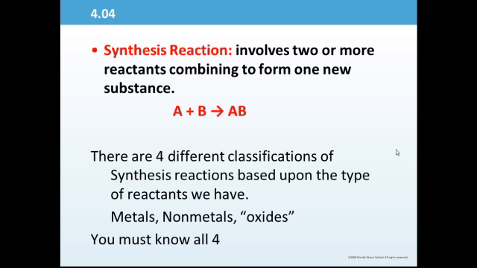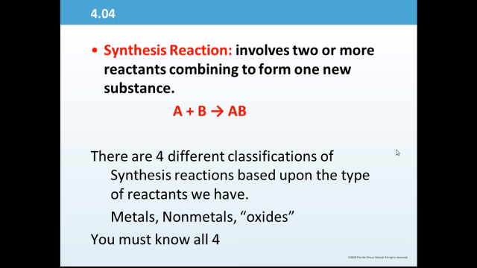Synthesis reactions involve two or more reactants combining to form one new substance. For an example, if we have A and B, they're going to form together AB. There are 4 different classifications based upon the type of reactants that we have. So 4 different types of synthesis reactions that you must know. We're going to include metals, nonmetals, oxides, and we'll see the last one.